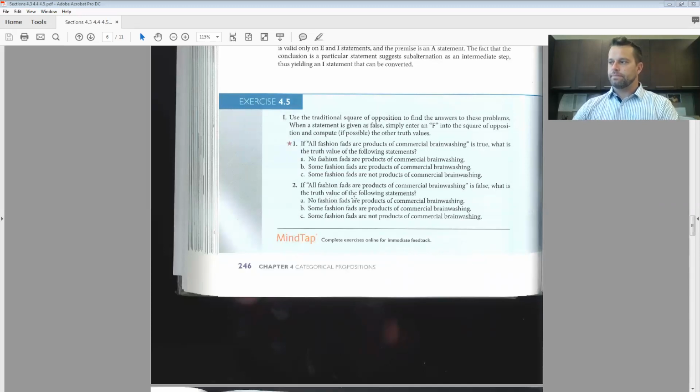All right, so number 2 here. If "all fashion ads are products of commercial brainwashing" is false, if that statement is false, what is the truth value of the following statements? All right, so first we have to figure out what type of statement this is. Well, you can see here that it says all fashion fads are products. All FRP. So what type of statement is that?